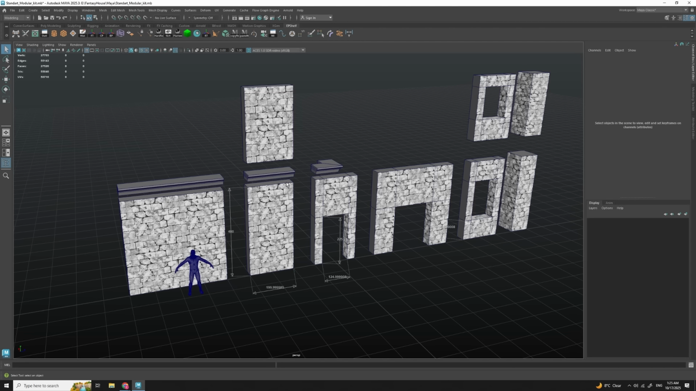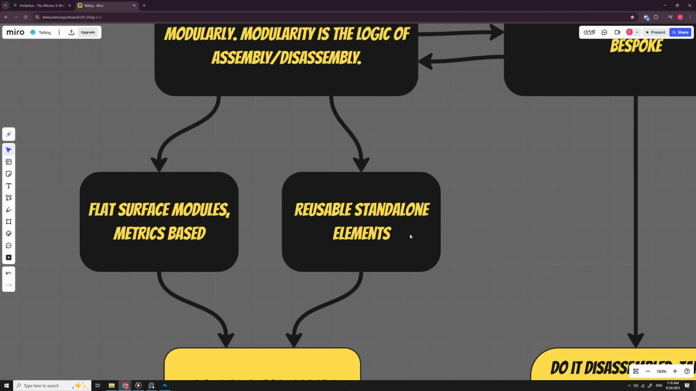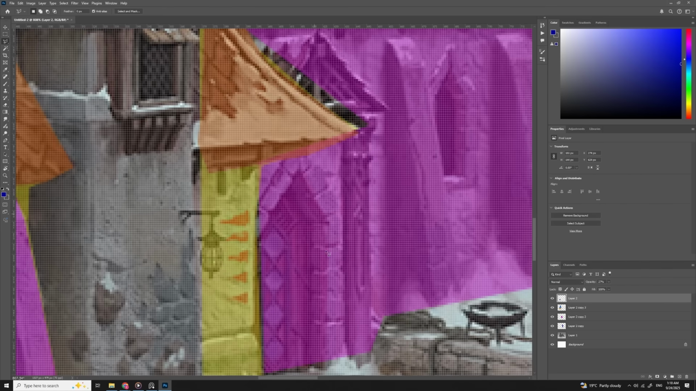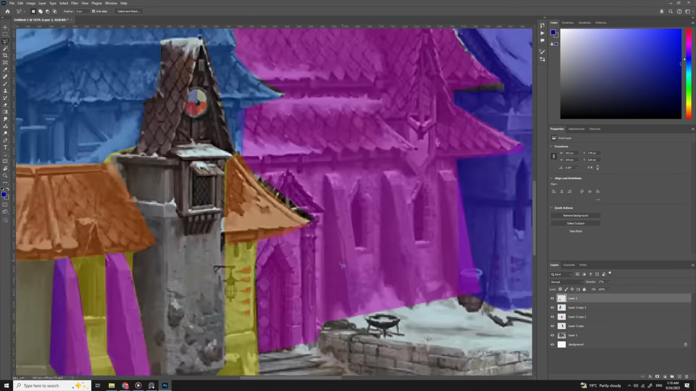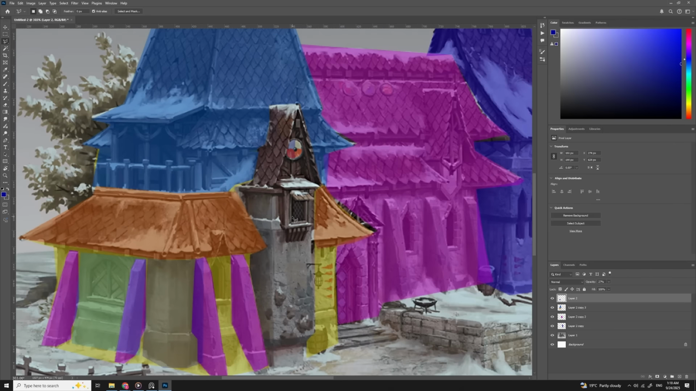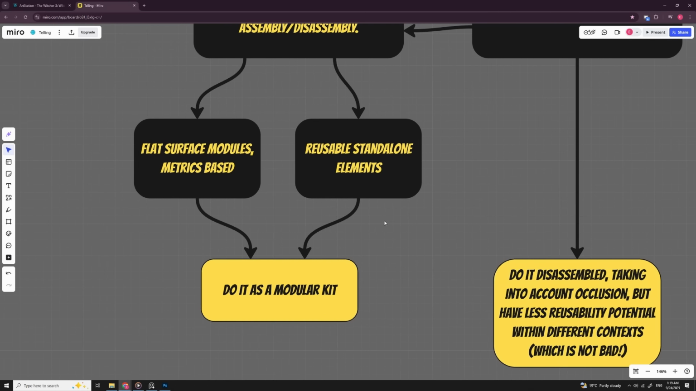Now that we have finished with this basics digression, let us return to the diagram of questions and answers and continue from where we left off. And the second category, reusable standalone elements. These are relatively independent, recurring elements, for example, a door, or even this arch, these supports. Such elements usually cause the least problems, they are easy to read at the planning stage, don't require binding to specific metrics, but are modular in nature. And these two categories form our modular kit.